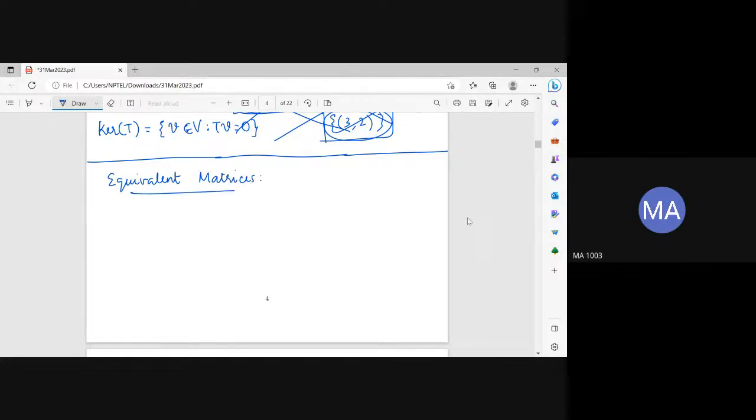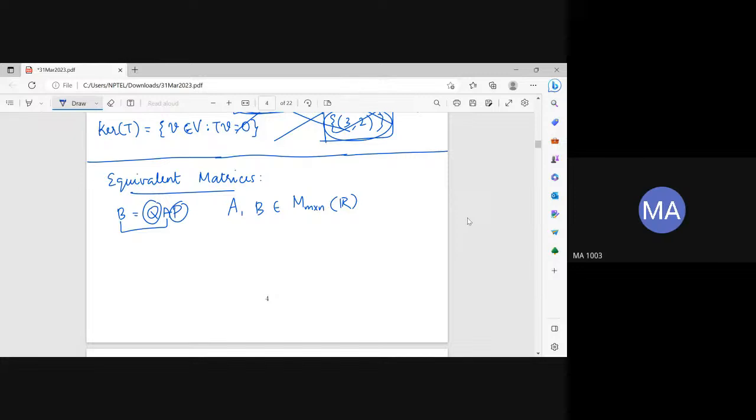Okay, what are equivalent matrices? Two matrices A and B are equivalent if you can find invertible matrices P and Q such that B is equal to QAP. For equivalent matrices, you want A and B to be of the same order, M cross N. Both should be M cross N matrices. Then you can talk about their equivalence.